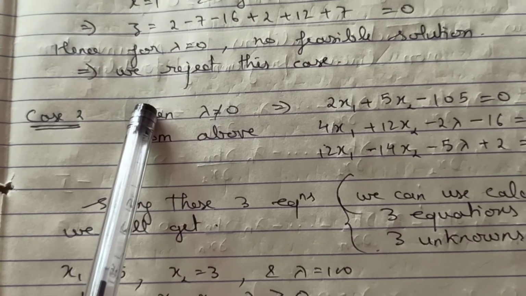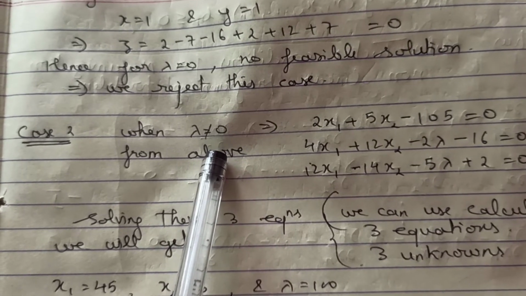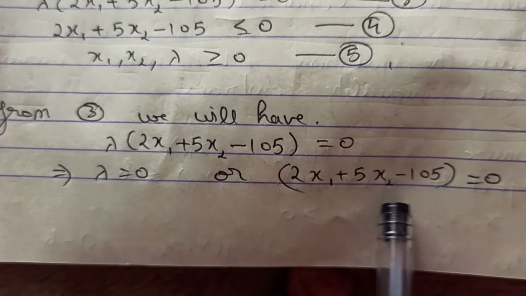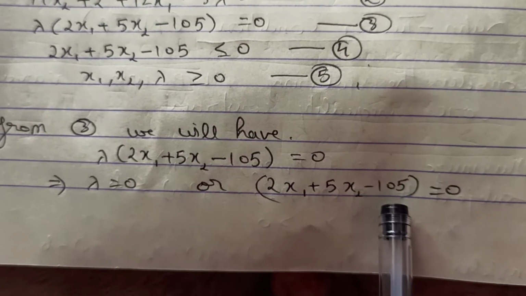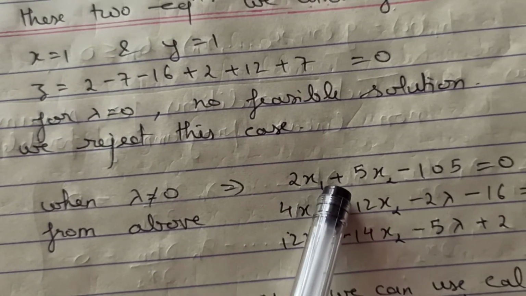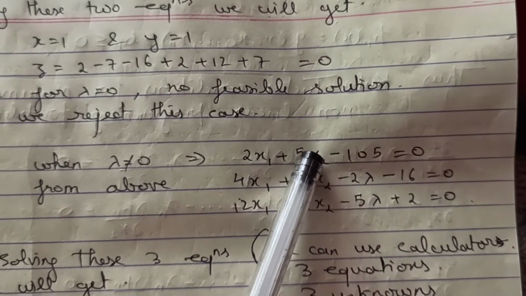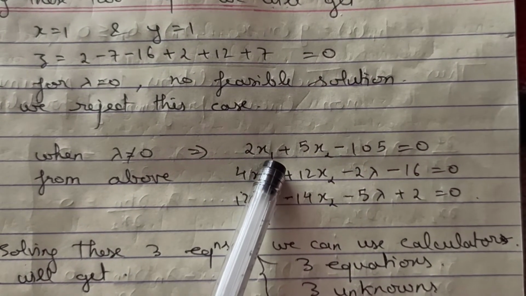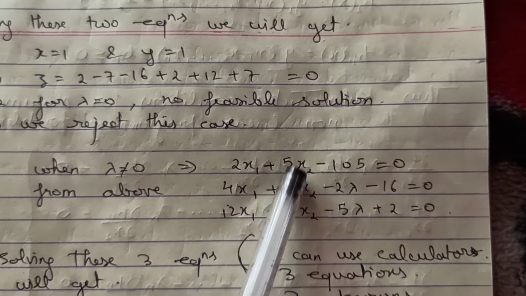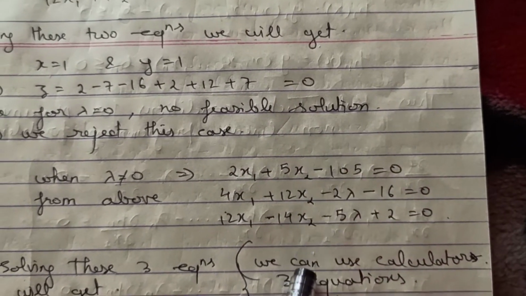For the second condition now, when lambda is not equal to 0, what will happen? From 3, when lambda is not equal to 0, we will have 2x1 plus 5x2 minus 105 is 0, right? So we are getting 2x1 plus 5x2 minus 105 equal to 0. Now we will consider the first two equations also, which are in x1, x2 and lambda. So now we have these three equations in x1, x2 and lambda. So we can solve these three equations.